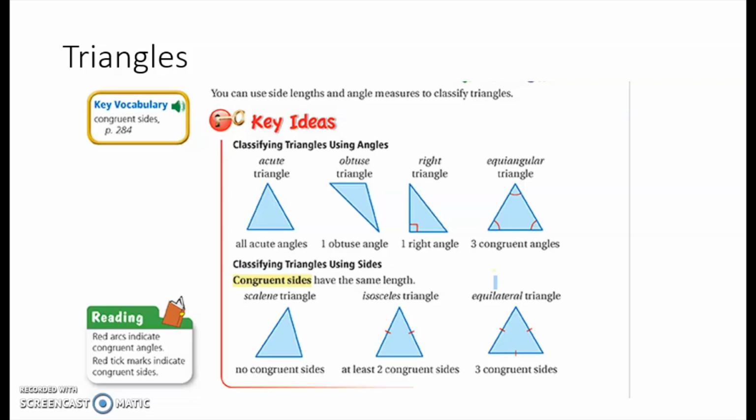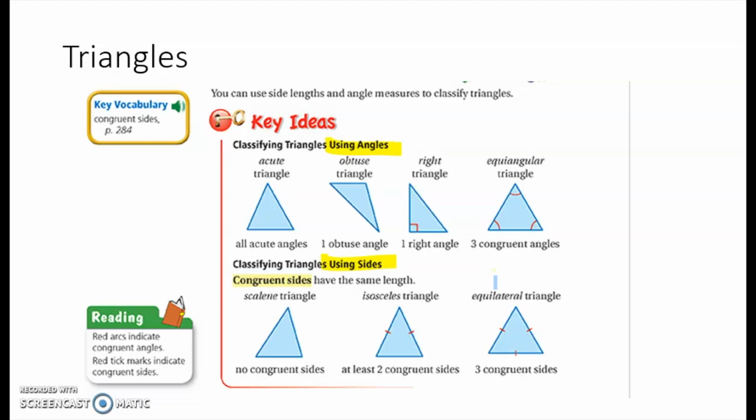It's really important to notice that when we're naming a triangle, it always has two names. I like to think of it like we usually have two names, and when we're writing our name on our paper, we need to make sure we always put both names in there. Same thing with a triangle. We always need to give it both of its names. We're going to name it first by its angles and second by its sides.